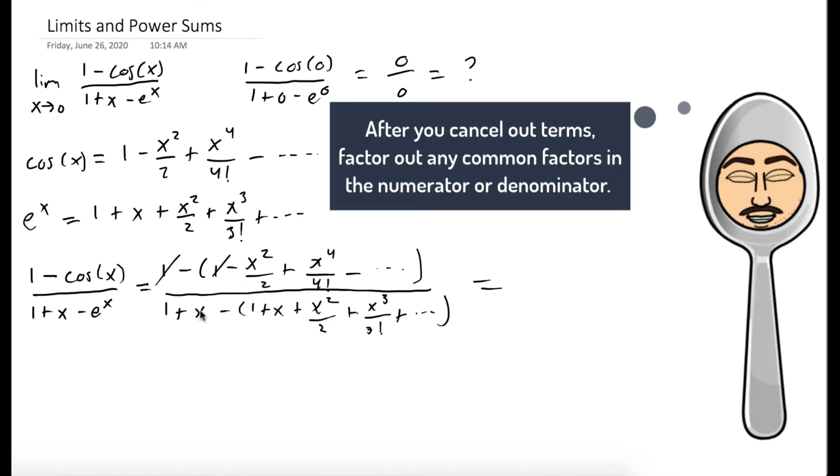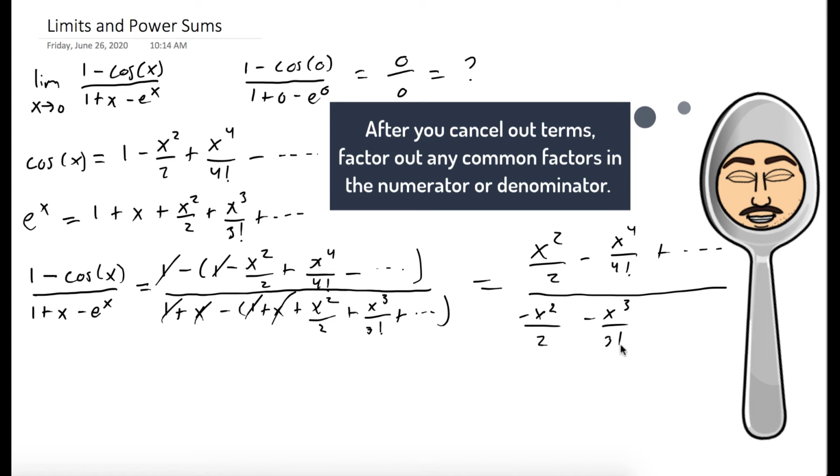Now note, in the numerator, we have a 1 minus 1. Those cancel. In the denominator, we have a 1 plus x and a minus 1 plus x. Those also cancel. So our numerator is now x squared over 2 minus x to the fourth over 4 factorial plus higher power terms. Notice I distributed that negative sign in, so that's why the sign's flipped. In our denominator, again, we're going to distribute that negative sign through. We have negative x squared over 2 minus x to the third over 3 factorial, and then minus the higher power terms.